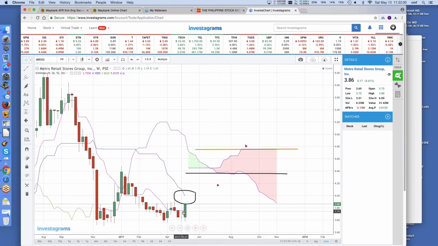Your support is now the Tenkan-sen. Do you see this Tenkan-sen line right here? I'm using the weekly chart, and this is your weekly support line. Price must stay above 373 or 376. So that's how you plot Ichimoku using Investagram. This is free, so you can use it even if you don't have an account somewhere else.